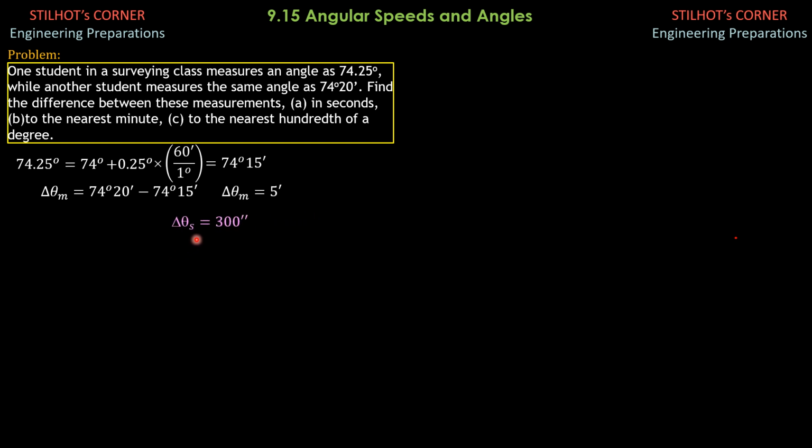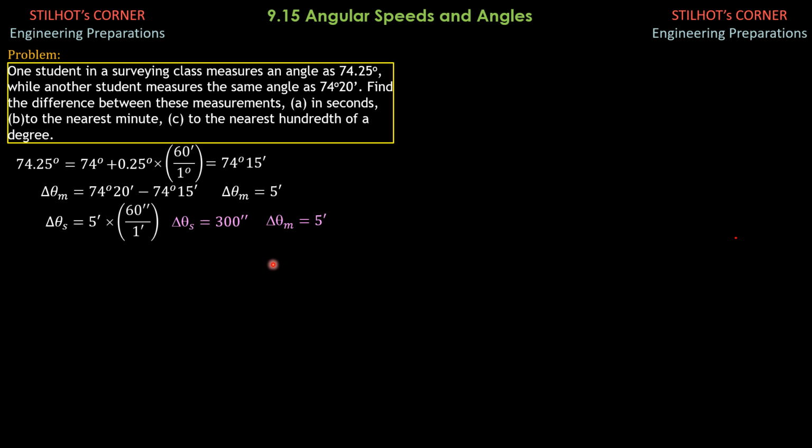Then delta theta in seconds is 300, because this 5 minutes difference in angular measurement is multiplied by 60 seconds per minute. So delta theta in seconds is 5 minutes times 60 seconds per minute. So that's why we have 300 seconds. Again, in degrees, that's 5 minutes.